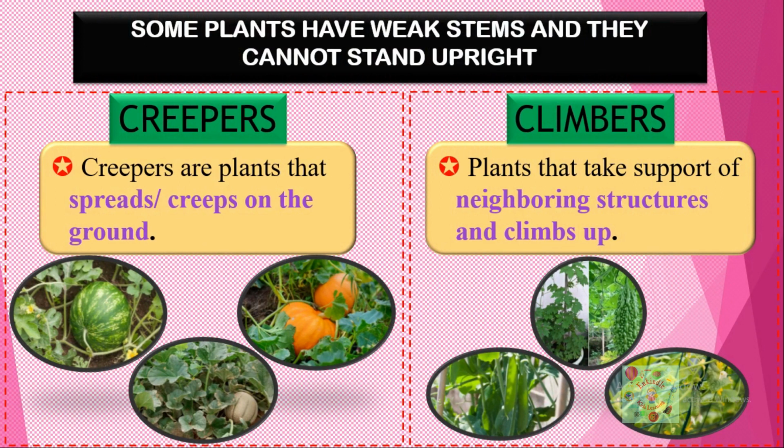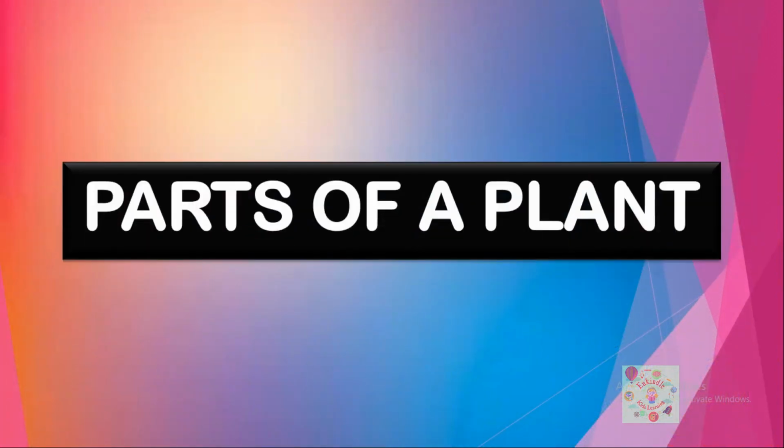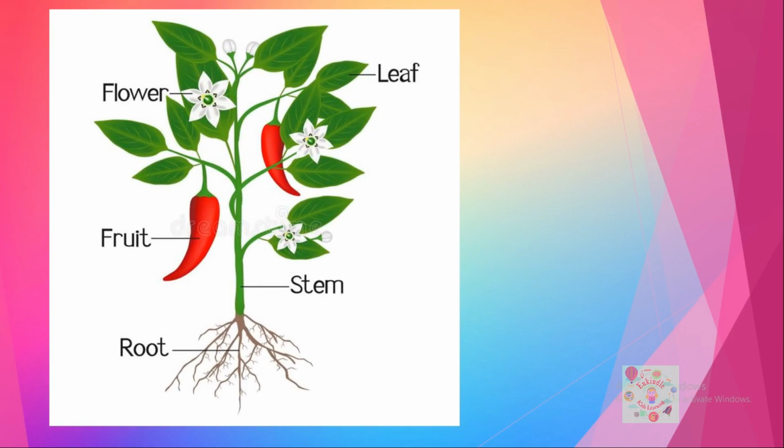Creepers are the plants that spread on the ground, whereas climbers are the plants that take the support of a neighboring structure and climb up. Okay, so now let's study about the parts of a plant. Very important topic. Parts of a plant. We all have seen a plant.